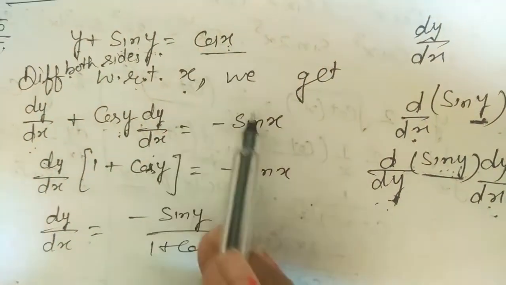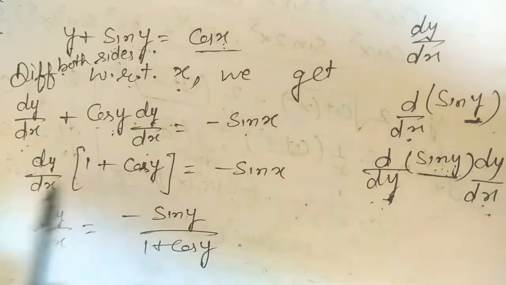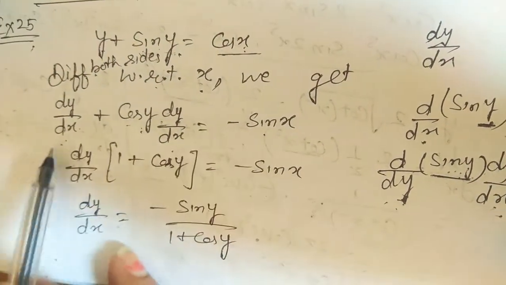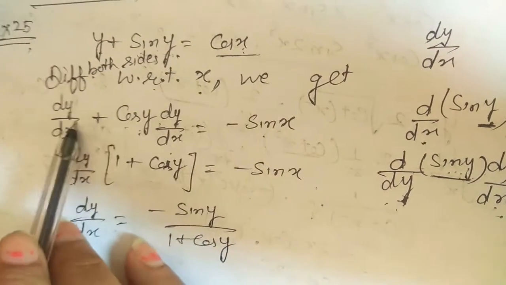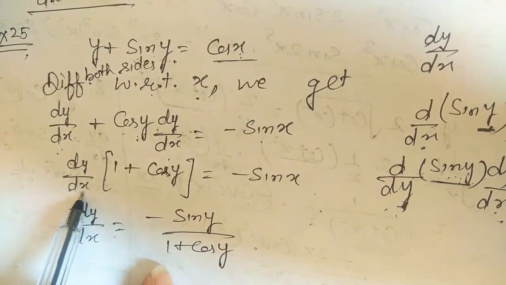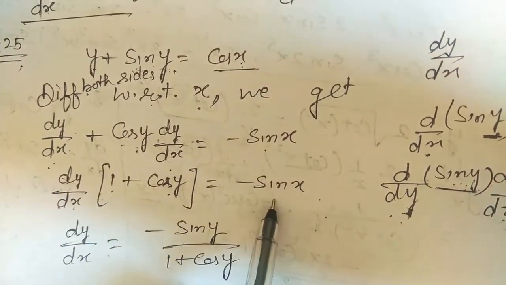And what is the derivative of cos x with respect to x? Minus sine x. So we take the dy by dx terms on one side and the other on the right hand side. dy by dx is common from these two. What is left here? 1 plus cos y on the left, and minus sine x on the right.